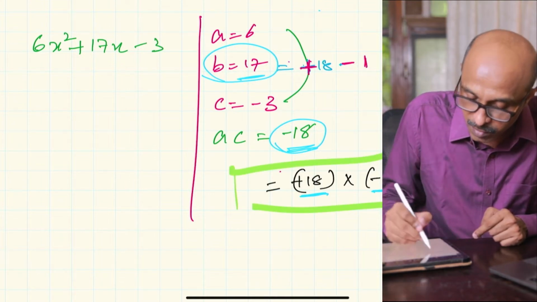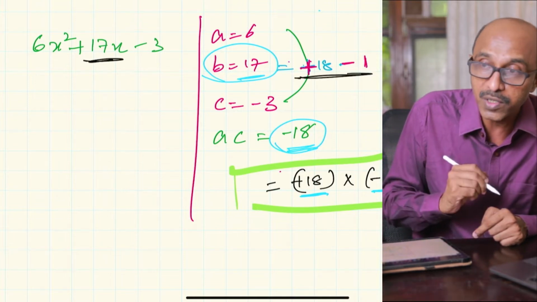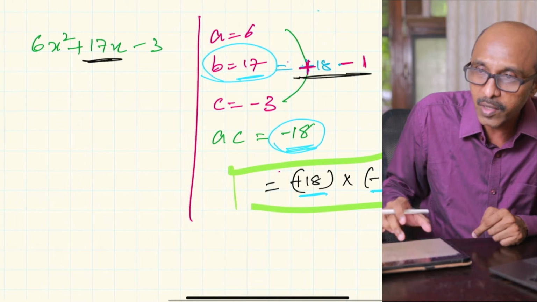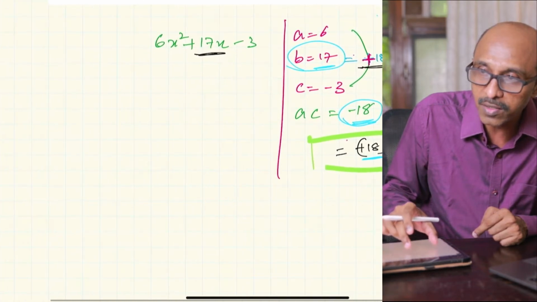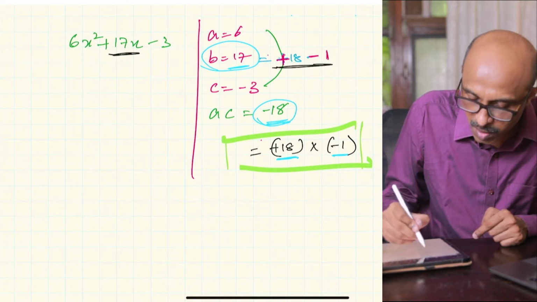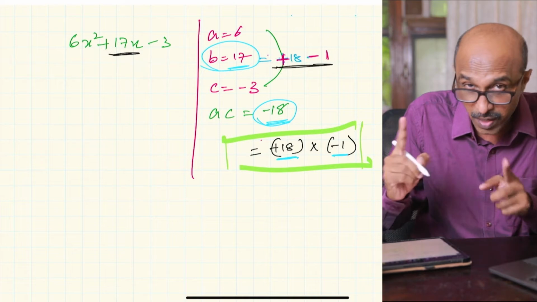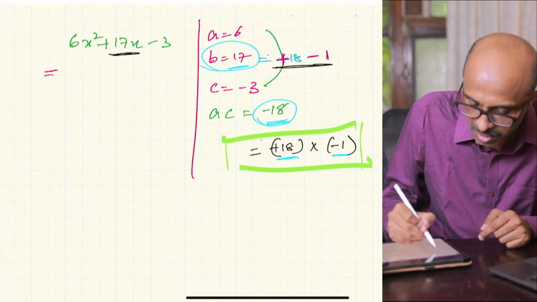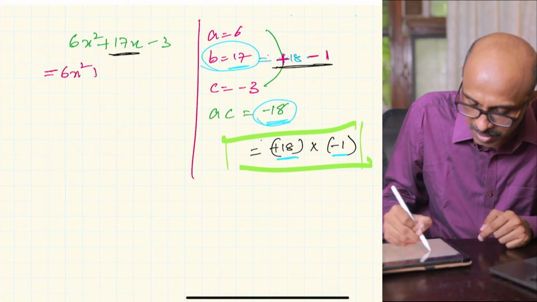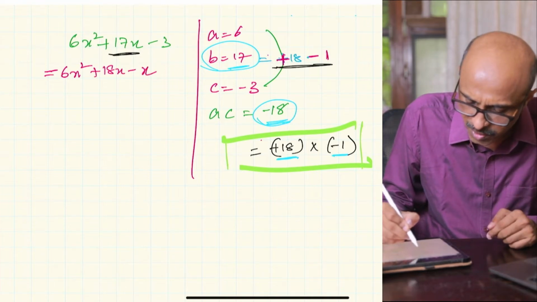What we're doing is replacing this 17x by the combination that you've chosen. Make sure that you can see all this working. Now you've got to replace that 17x by 18x and that negative 1, the right combination that works. So you're going to write it as equal to 6x squared plus 18x minus, let me write it as x, minus 3.